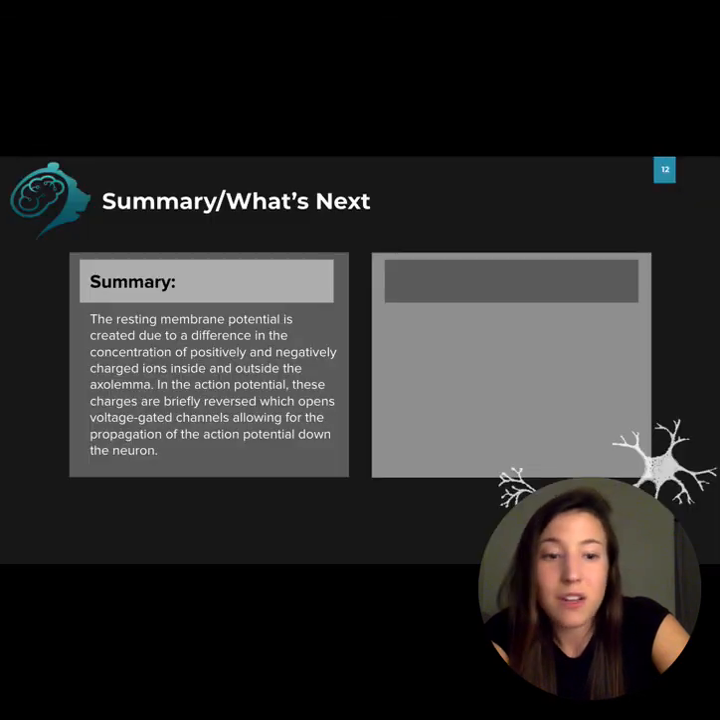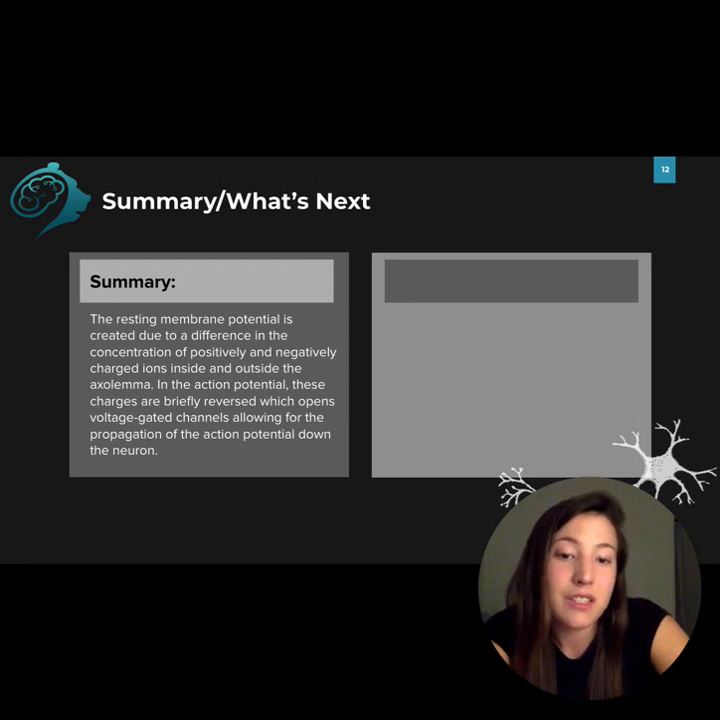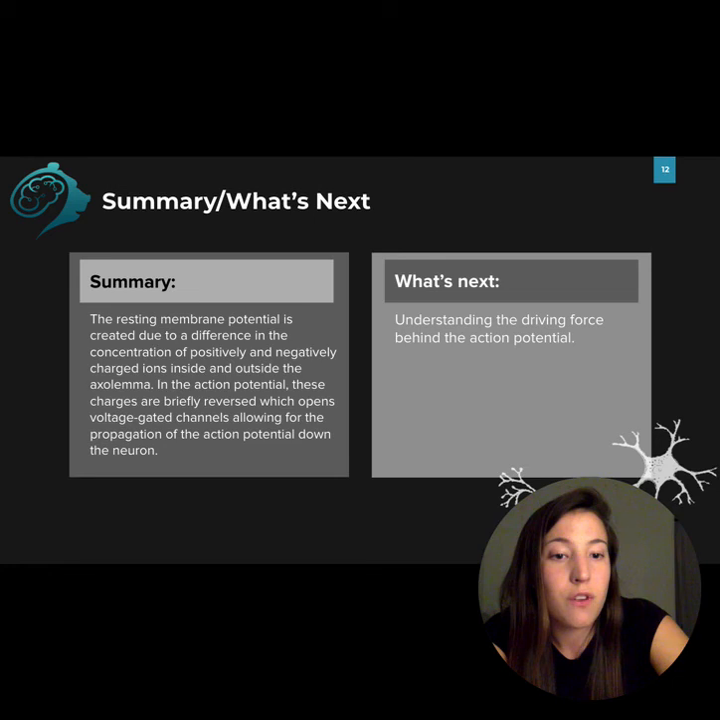And finally we have our summary slide. So the resting membrane potential is created due to differences in the concentration of positively and negatively charged ions inside and outside the axolemma. In the action potential, these charges are briefly reversed, which opens voltage-gated channels, allowing for the propagation of the action potential down the neuron. In our next lesson, we will be going over the driving force behind the action potential, or electrochemical gradients.